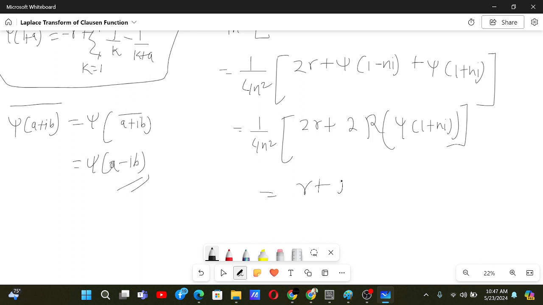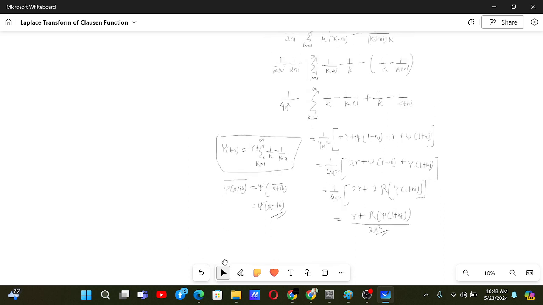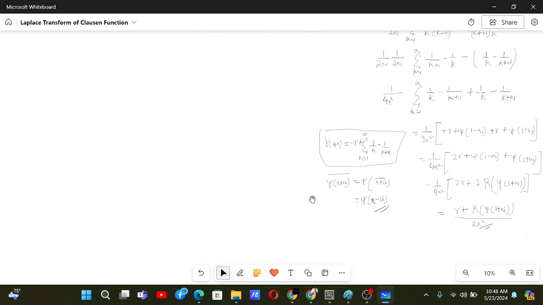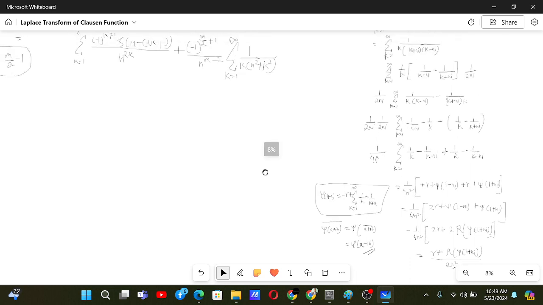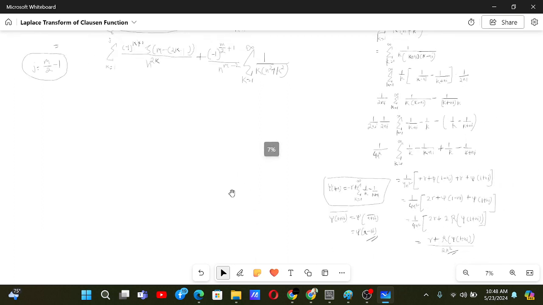Euler-Mascheroni constant plus the real part of digamma of 1 plus ni, because n is known, it can be found out by over here, it's 2n square. Yes. Now this is the result of the sum that we have been seeking. Now finally replacing this value in our initial sum, that's over here. If we place this value over here, we get our final answer.